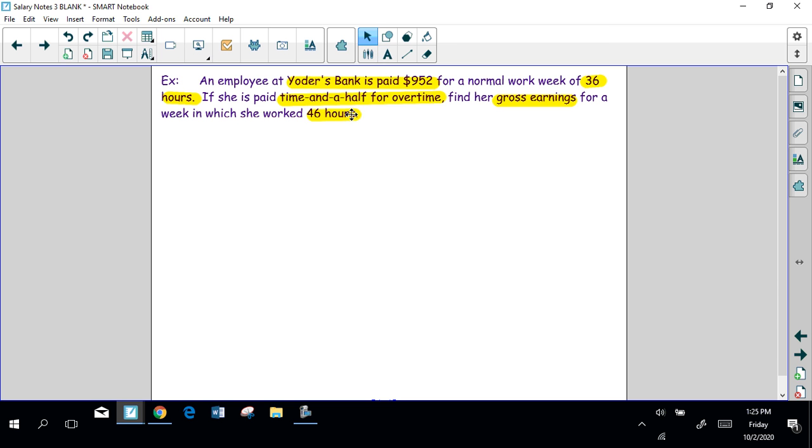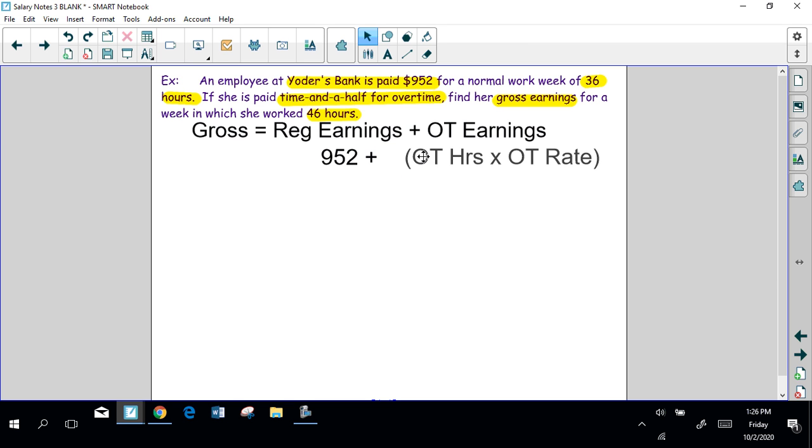So remember, our formula for gross pay is our regular earnings plus our overtime earnings. Well, the regular earnings are easy. They told us what they were. They were $952. We have to find our overtime earnings. And again, from our formulas from before, we know that our overtime earnings are overtime hours times overtime rate. Well, what are overtime hours? We worked 46 and our regular work week's 36. So 46 minus 36 is 10. 10 hours overtime.